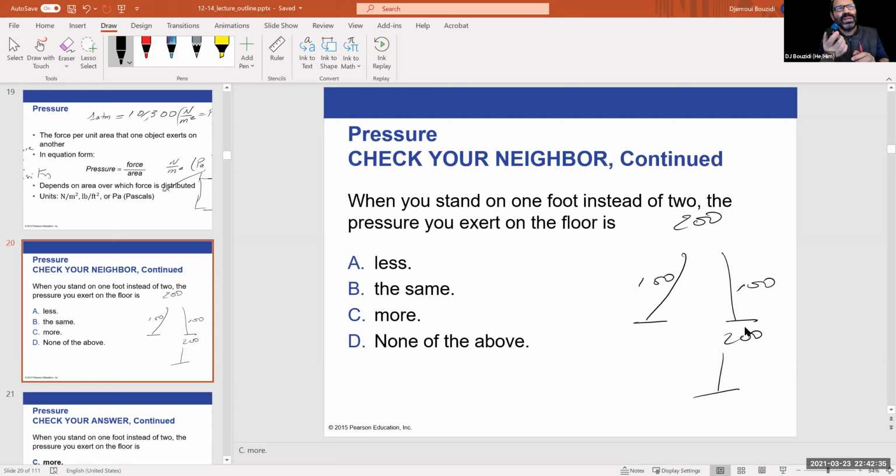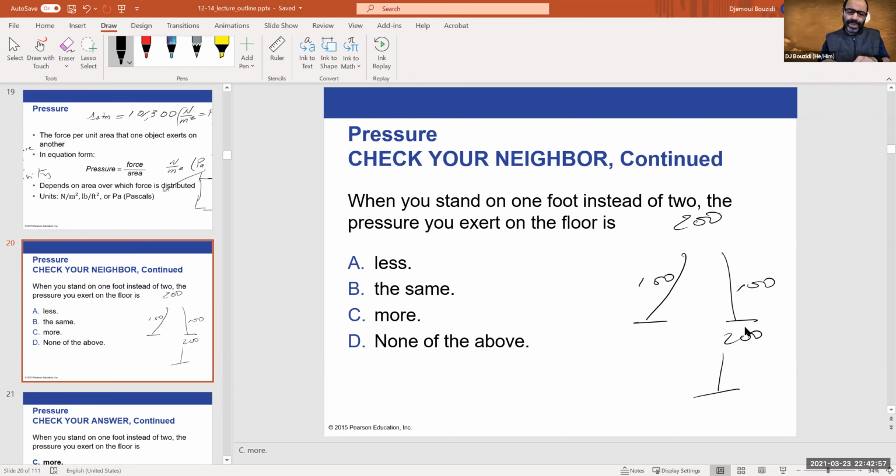As a matter of fact, I'm pushing as hard as I can, and I don't feel much because there is a big area. So the pressure is very low. Here, I have to be very careful because if I push with the same force, I'm going to puncture my skin. So the pressure has to do with the area. The fact that the area is tiny in this case leads to a higher pressure.